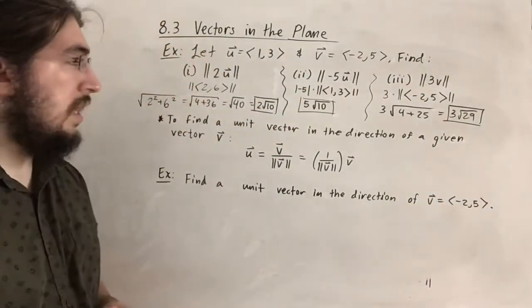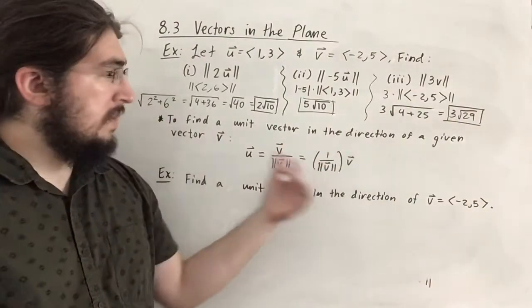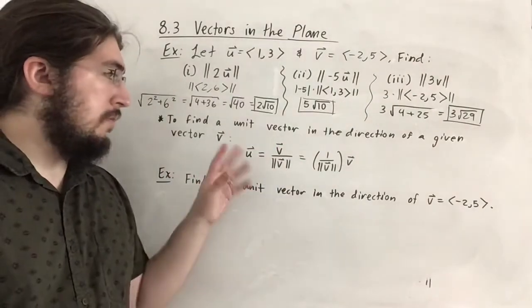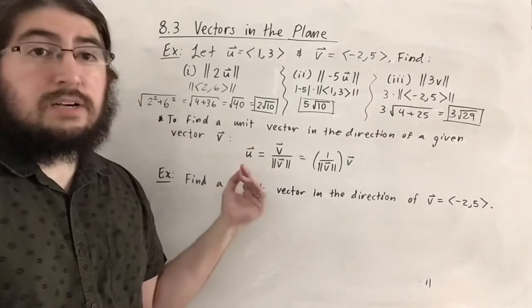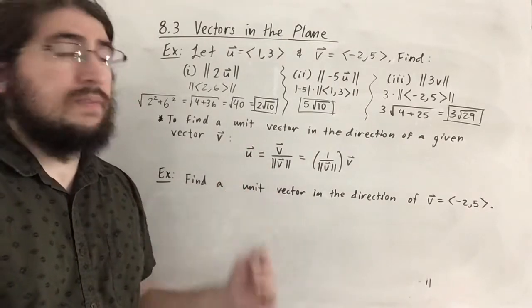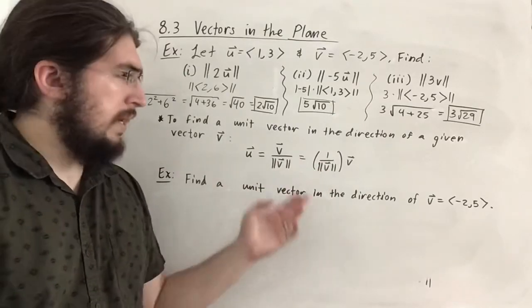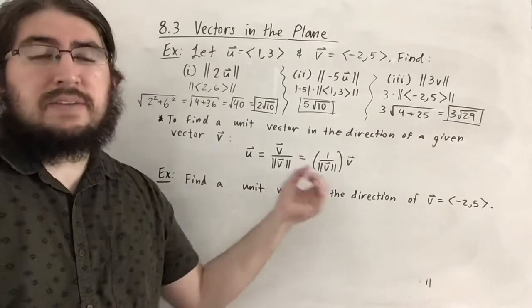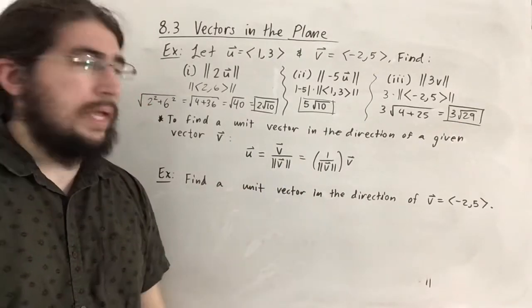And now I say the following, which is a little bit different. To find a unit vector in the direction of a given vector v, we use the following process. So the unit vector u is the vector v divided by the magnitude of v. So basically you multiply by 1 over the magnitude, the reciprocal of the magnitude, times v.